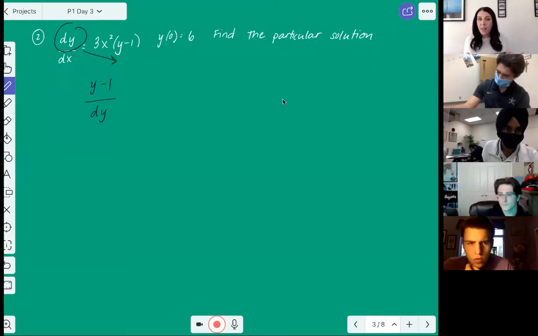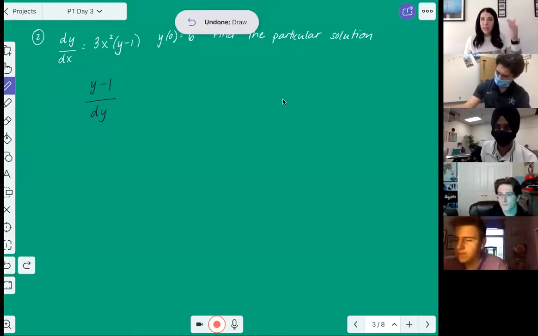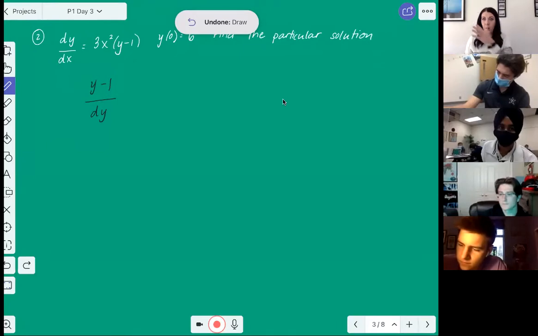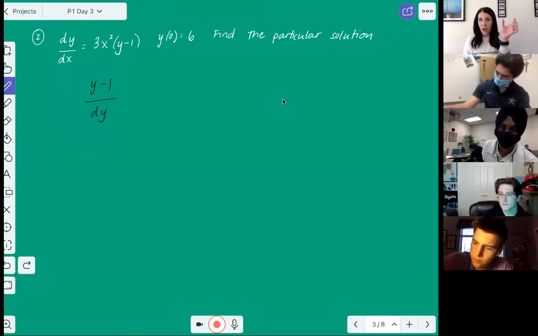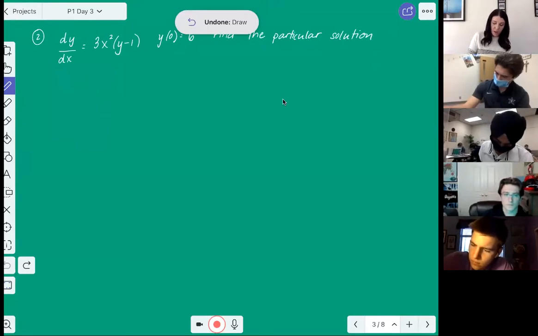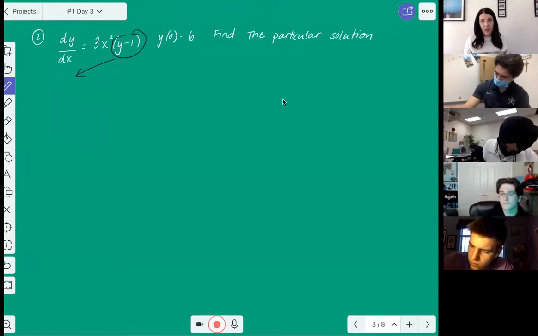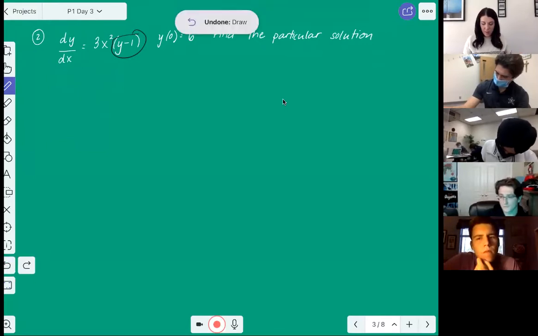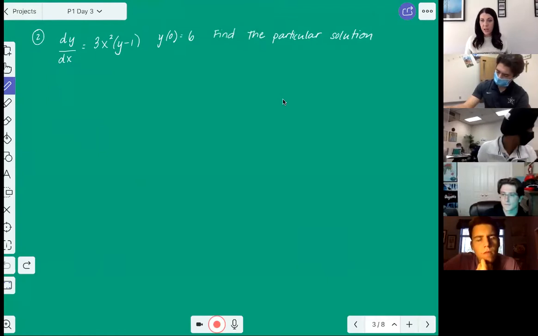And here's why, Anthony. We don't want something to be divided by dy. In order to have an integral, I need that dy up top. So that's why we're going to move this y minus 1 over to this left side. Has to work that way. Otherwise, we have a divide by dy, and we can't take an integral if we have a divide by dy. Okay. So instead of dividing over the dy, what will you do instead?